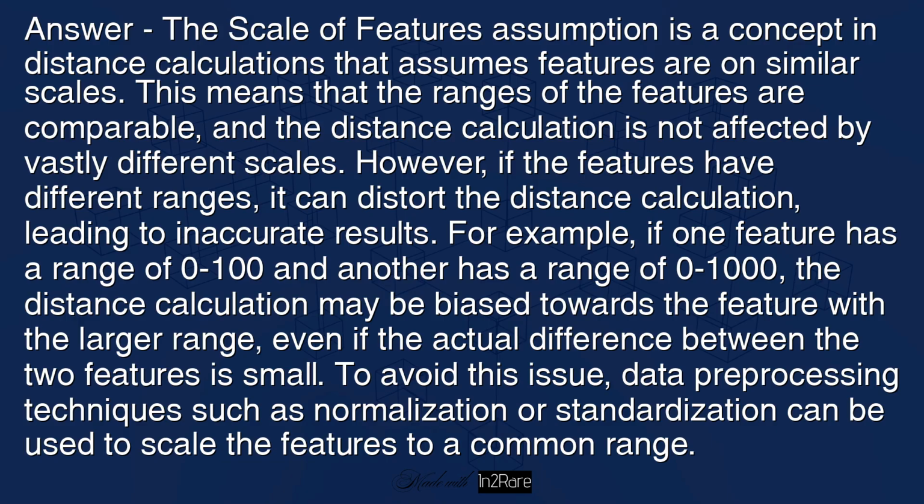For example, if one feature has a range of 0-100 and another has a range of 0-1000, the distance calculation may be biased towards the feature with the larger range, even if the actual difference between the two features is small. To avoid this issue, data processing techniques such as normalization or standardization can be used to scale the features to a common range.